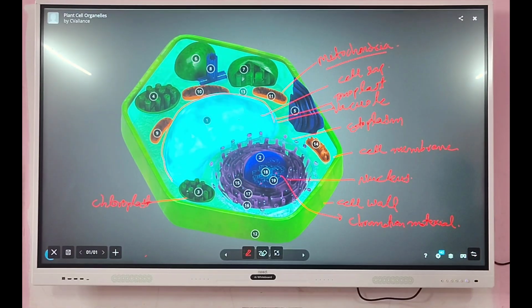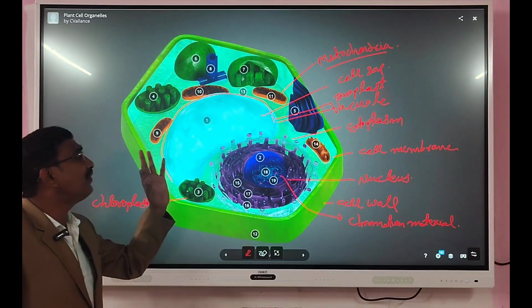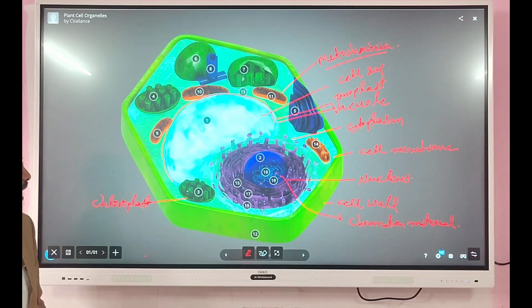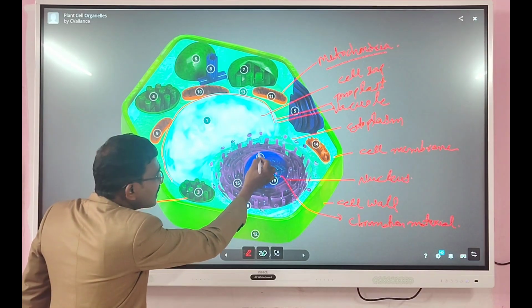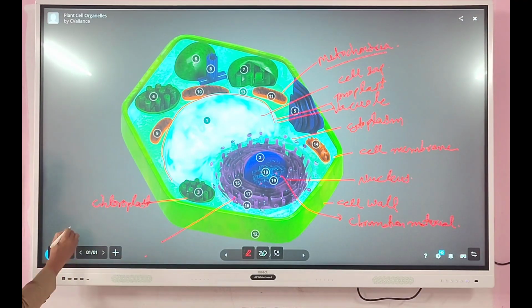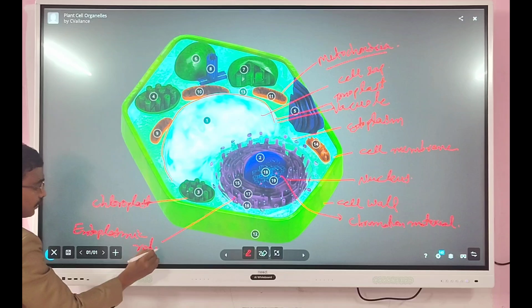The mitochondria helps to give energy. That energy is given in the form of ATP. That's why mitochondria is called the powerhouse of the cell. Next, the nucleus is surrounded by a specialized structure called the endoplasmic reticulum.